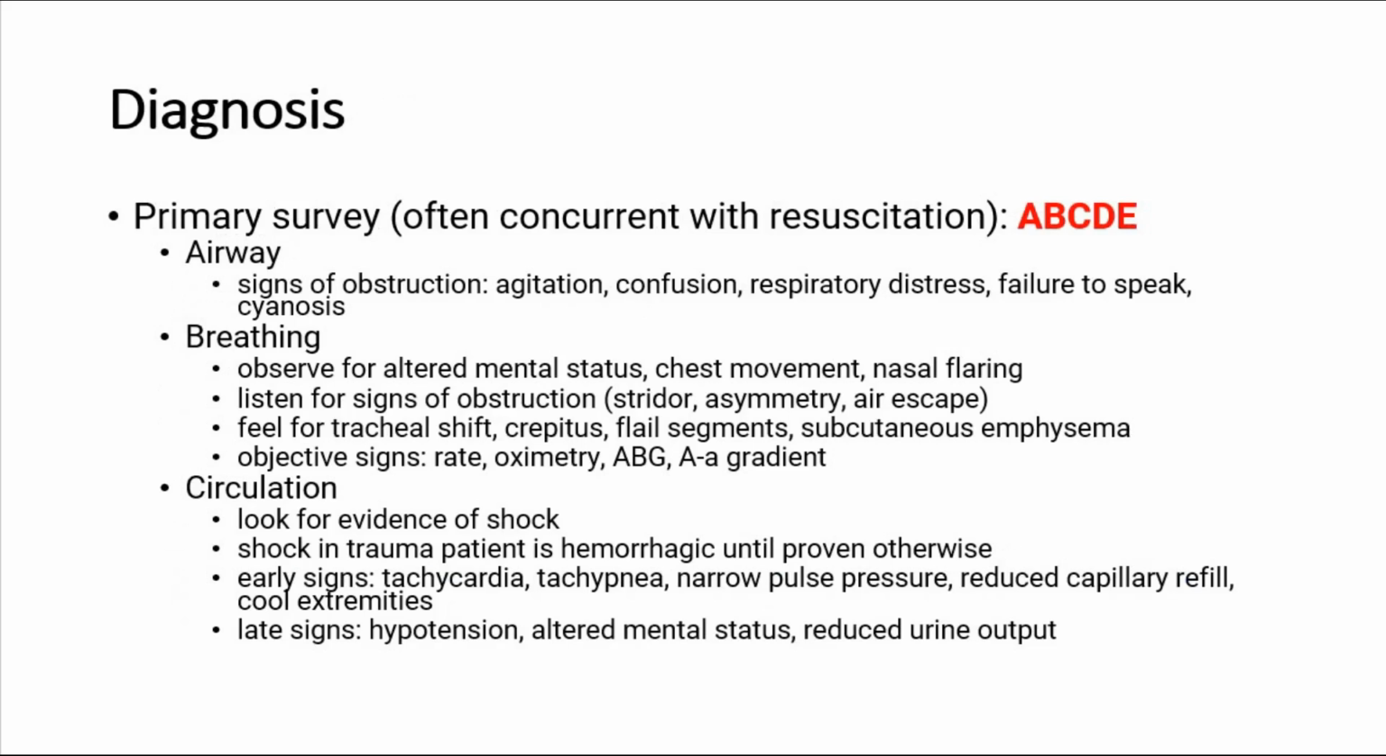For trauma cases, first we assess the patient by doing the primary survey using ABCDE. A for airway. Look for signs of obstruction, like agitation, confusion, respiratory distress, failure to speak, cyanosis. B for breathing. Observe for altered mental status, chest movement, nasal flaring. Listen for signs of obstruction like stridor, asymmetry, air escape. Feel for tracheal shift, crepitus, flail segments, subcutaneous emphysema. Objective signs are rate, oximetry, ABG.